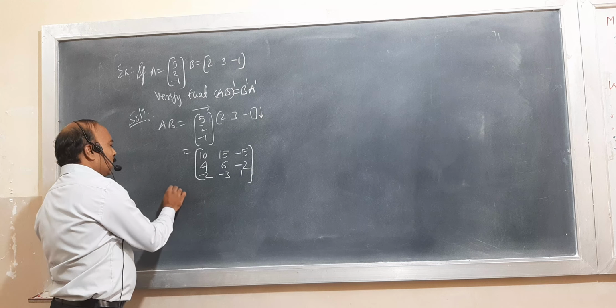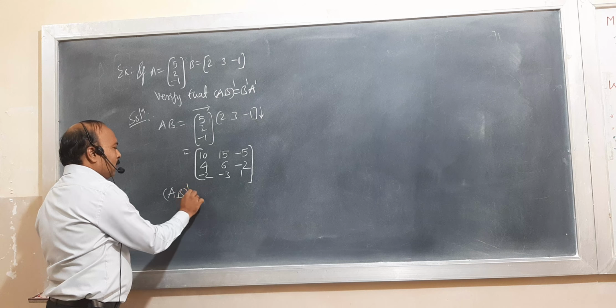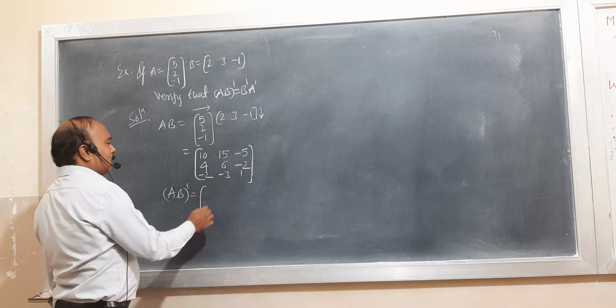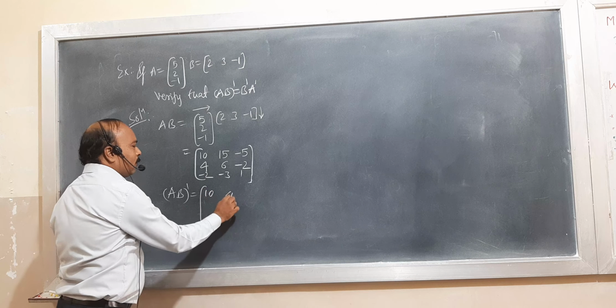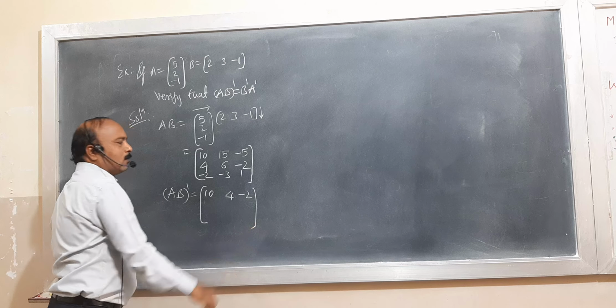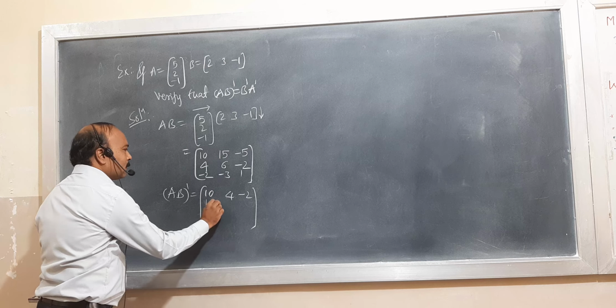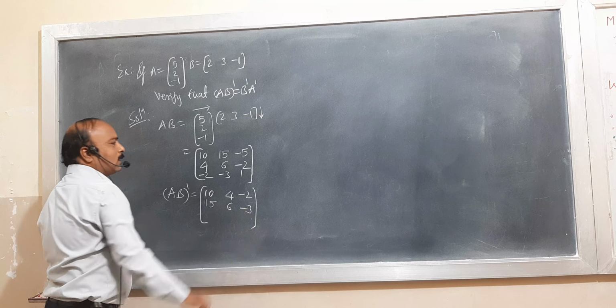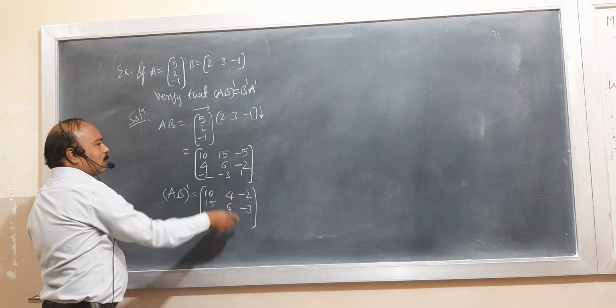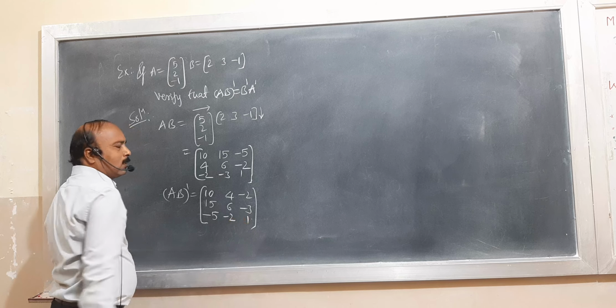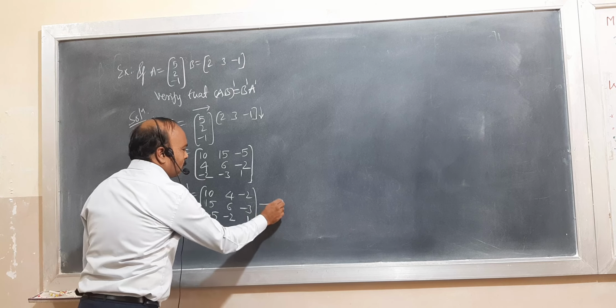Now (AB)' equals the transpose of this AB matrix, that is 10, 4, minus 2. The second column changes to the second row, 15, 6, minus 3, and the third column changes to the third row, minus 5, minus 2, 1. Call this equation number 1.